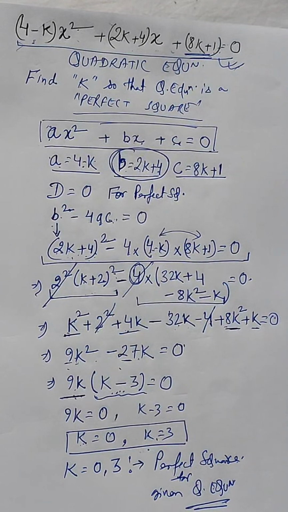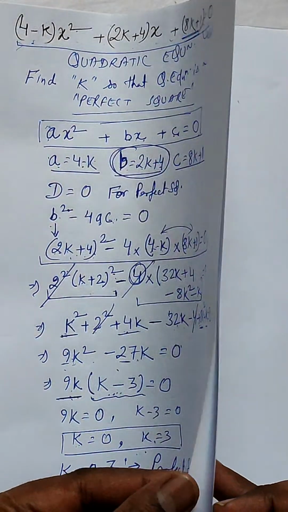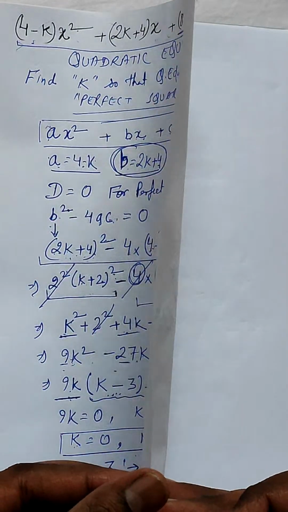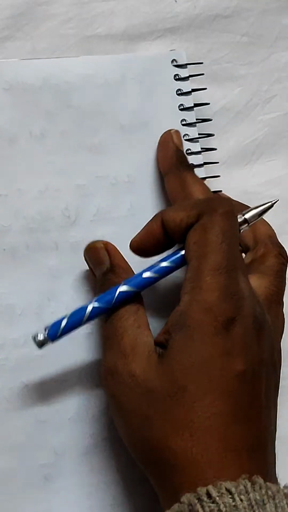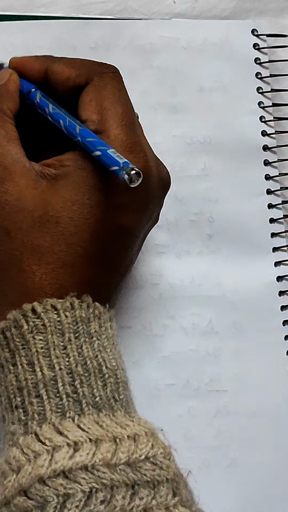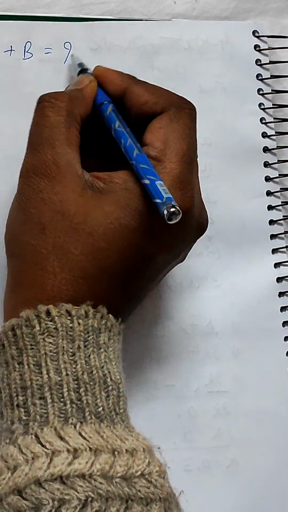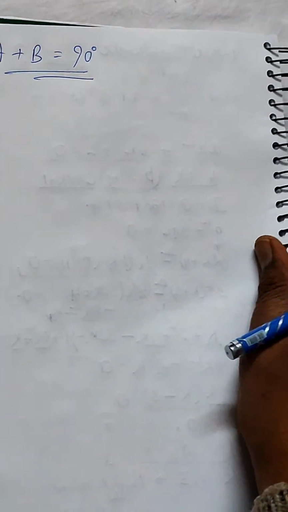I will come up with some complex or trigonometric questions also. Okay, so let me show you one question of trigonometry where, let me change the page. Here it's given that a plus b is 90. In the question it's given that a plus b is 90 degree, right?